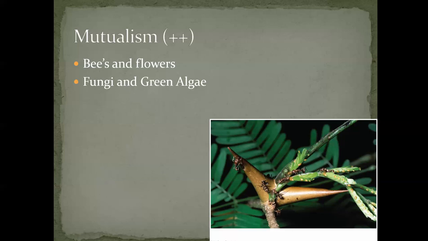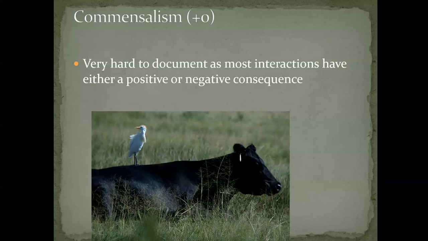So symbiosis is actually not equivalent to mutualism. Mutualism is a type of symbiosis. Symbiosis is basically referring to how the organisms are interacting with each other. And one way to do that is through a mutualism, a mutualistic relationship. Commensalism, this one's actually really hard to prove if it really happens or not. It's theoretically possible.